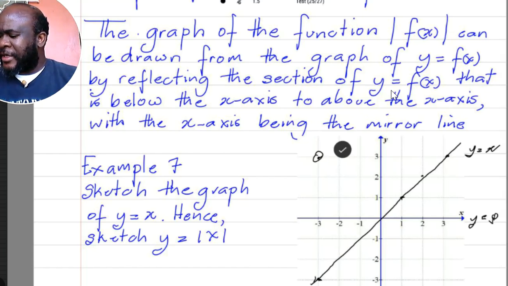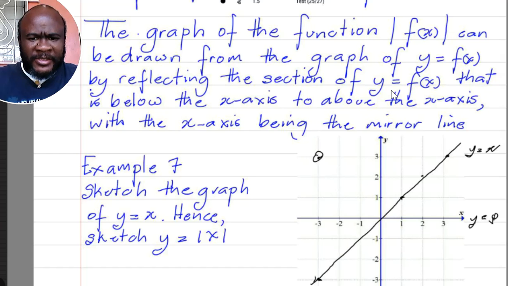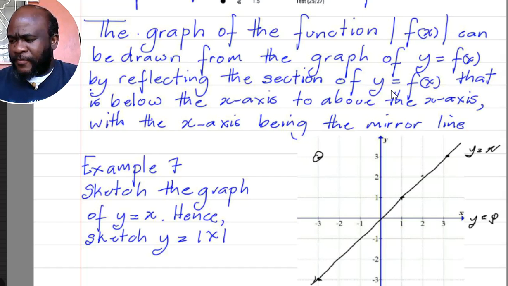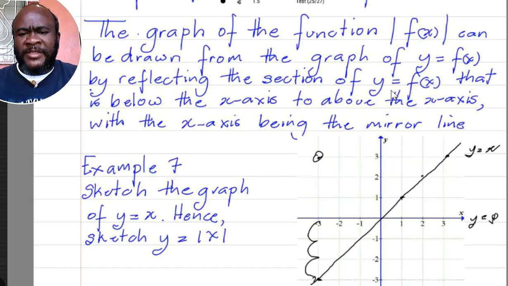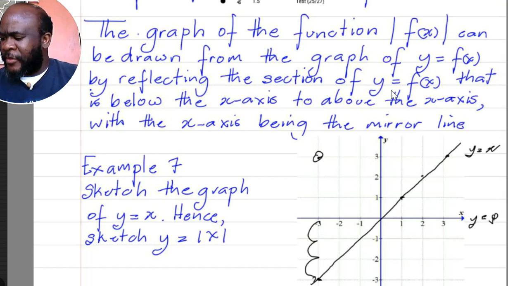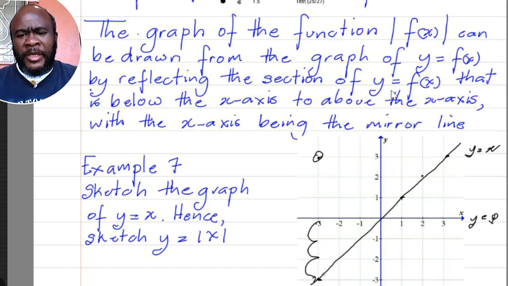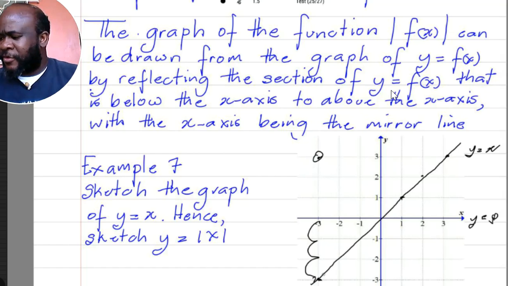Or we can look at it like this. In a reflection, the object and the image are the same distance from the mirror line on either side of the mirror line. So here you can see that the object is what? 1, 2, 3 units below the mirror line. So the image would be the same distance but above the mirror line, which is 1, 2, 3. All right, so the point minus 3, minus 3 becomes the point minus 3, positive 3.